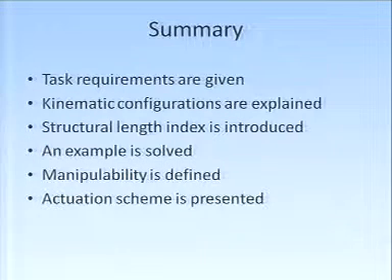Before that, let us put the summary. We have talked about the task requirements of a robot. Kinematic configurations like articulated and Cartesian are explained. Structural length index is introduced, and an example corresponding to a structural length index of a Scara robot is solved, and the manipulability is defined, and a relation with respect to force ellipsoid is also given. Actuation scheme we will do in the next class.